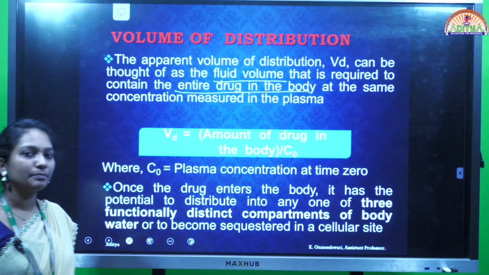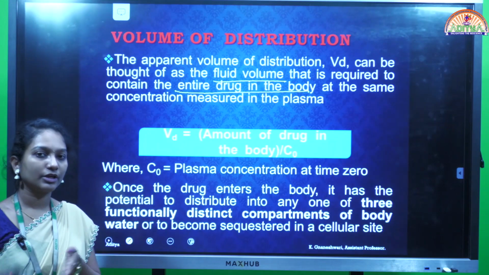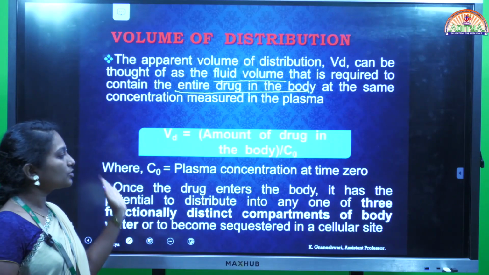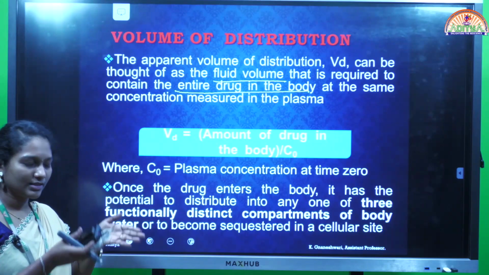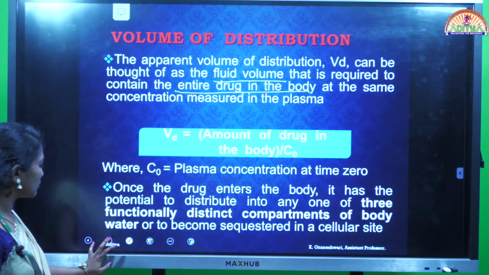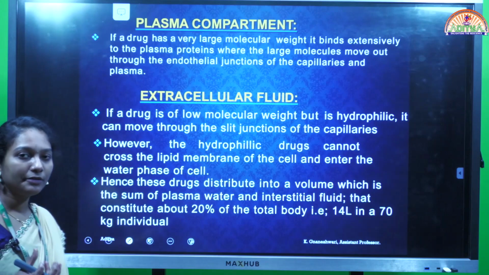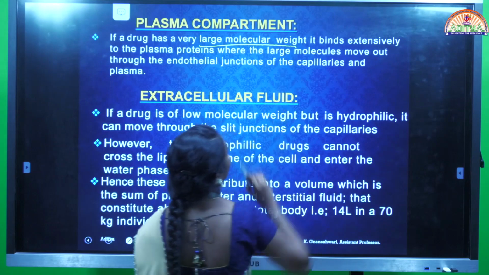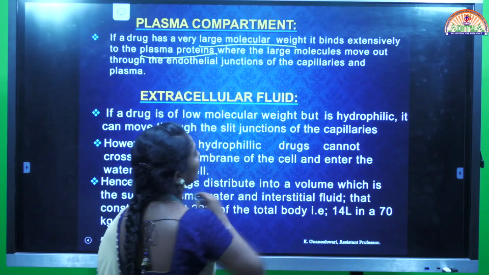The different compartments include plasma proteins, that is plasma, interstitial fluid, and also the extracellular fluid, that is the total body volume. Once the drug gets distributed, it will enter these different body compartments. Firstly we will discuss the plasma compartment. If we consider a drug with a larger molecular weight, it can easily bind within the plasma proteins.